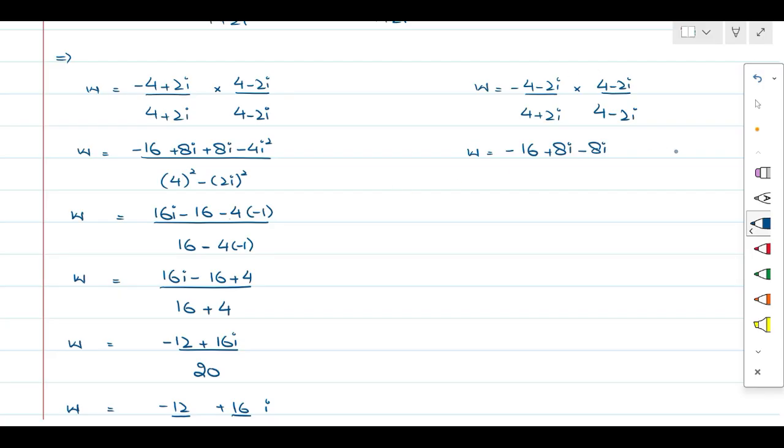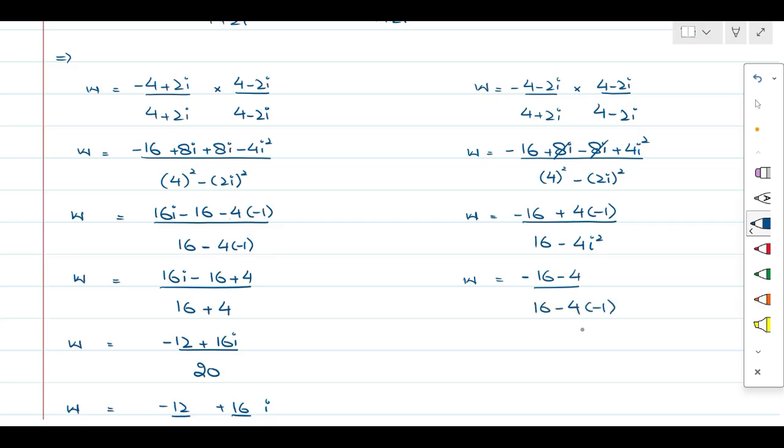Okay, and here we have minus 2 times minus 2 is plus 4i square, and in the denominator we have 4 plus 2i, 4 minus 2i, means 4 square minus 2i square, minus 16. This positive and negative cancel out, plus 4i square is minus 1. 4 times 4 is 16, minus 2 times 2 is 4i square. w is equals to minus 16 and minus 4, divided by 16 minus 4i square, where i square is negative 1.